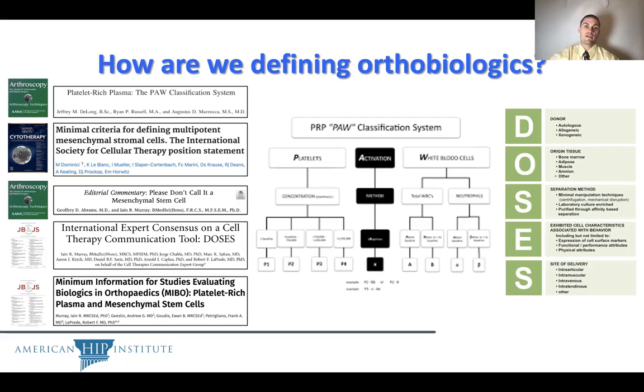Well, the first question that we have to ask ourselves is, how are we defining orthobiologics? There's been several classification systems for PRP as well as cell-based therapies. Additionally, the terminology has been questioned with studies and experts advising that we move away from the term mesenchymal stem cell in lieu of the term cell-based therapy. And furthermore, more recent articles have advocated for a standardized reporting protocol for these orthobiologic studies so that we know exactly what's being used and we can compare these orthobiologics from one study to another.